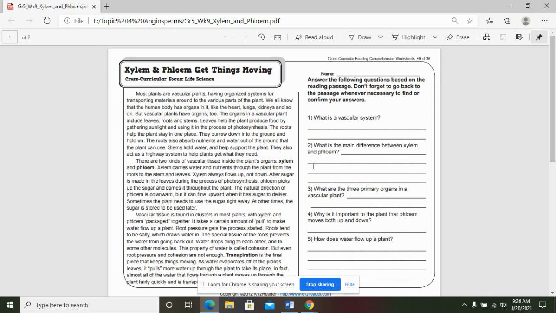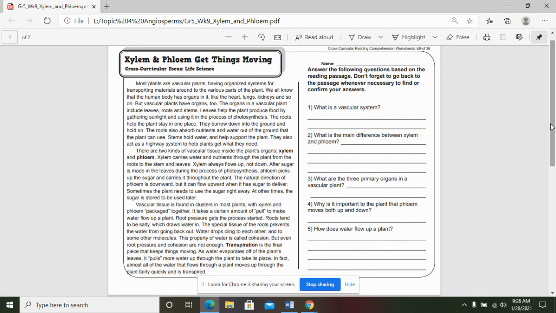Transpiration is the final piece that keeps things moving. As water evaporates off the plant's leaves, it pulls more water up through the plant to take its place. In fact, almost all the water that flows through a plant moves up through the plant fairly quickly and is transpired.